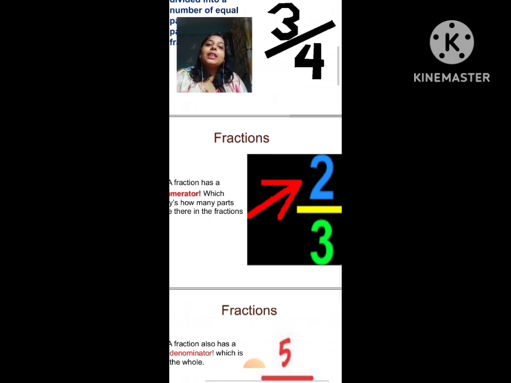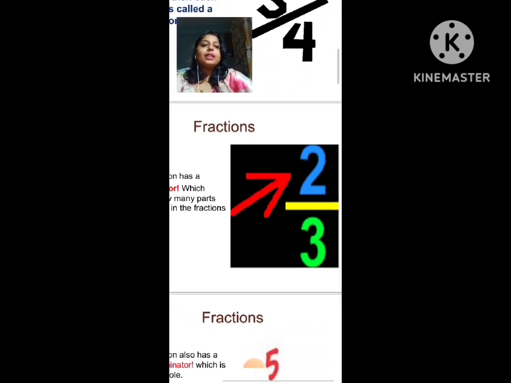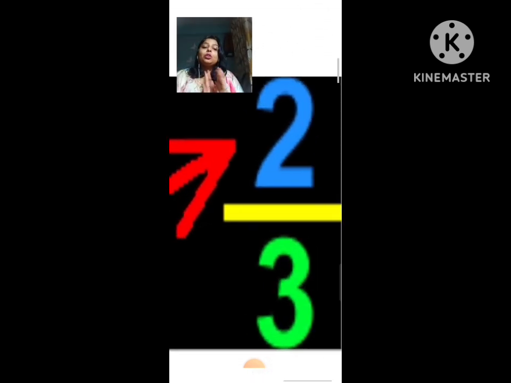Now, when we are talking about fractions, it's very important to tell you about numerator and denominator. A fraction has two parts. The upper part is the numerator and the lower part is the denominator. As you can see, this is the fraction 2 by 3. 2 is the numerator, 3 is the denominator. 2 is the upper part, so it's the numerator. 3 is the denominator because it's the lower part.